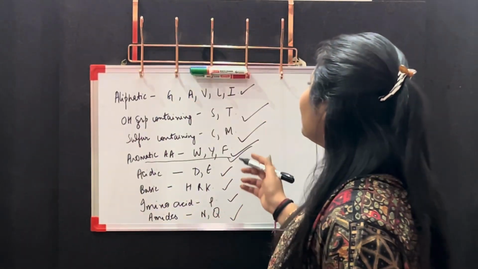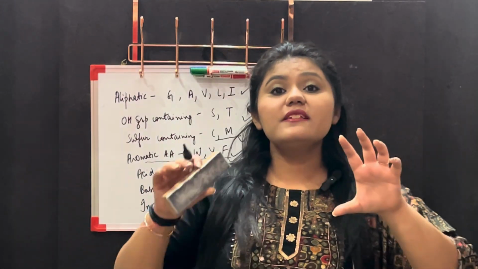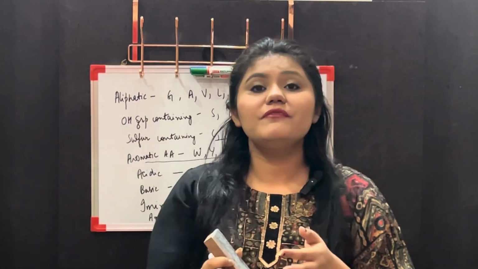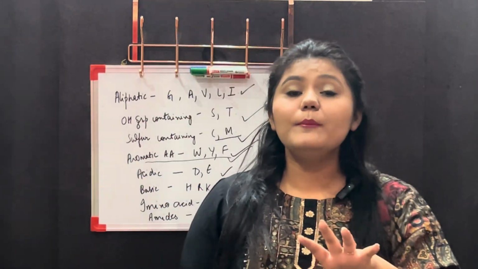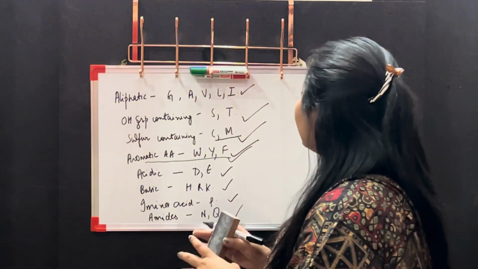Now the sulfur containing amino acids are cysteine and methionine. Now what are cysteine and methionine? Cysteine and methionine are sulfur containing amino acids. And one more thing, two cysteines can join together by disulfide bonds to form cystine. And these disulfide bonds are very important for the stability of the proteins. Alright. Now we have the next amino acids.